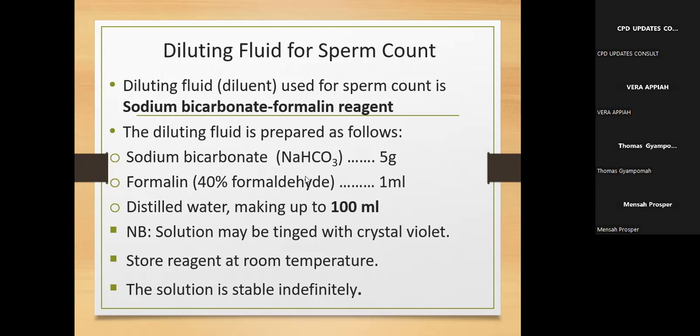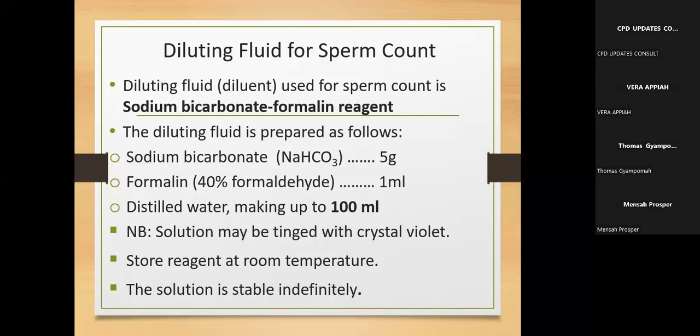What it means is that you can even prepare 1 liter. Okay, the only thing is that when you are going to use it, you have to filter because sometimes it can collect some debris and can influence your counting. So as you're going to use it, you try to filter it. So 5% sodium bicarbonate.